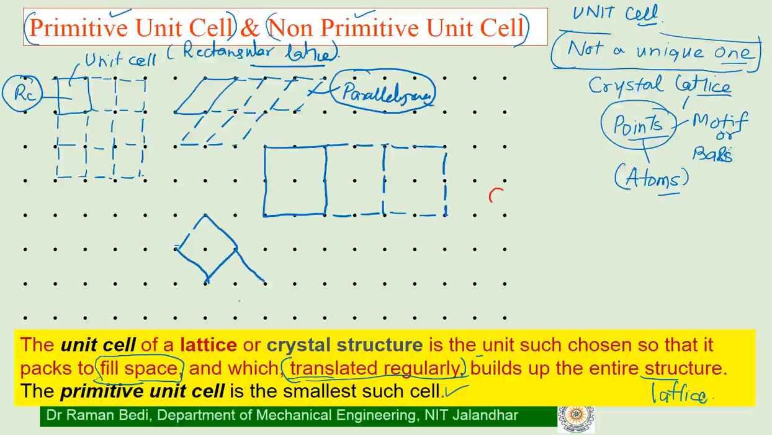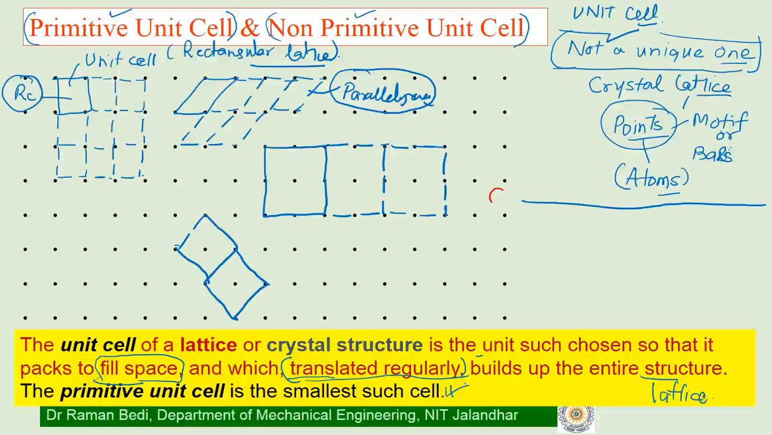So this is also a unit cell. So there are different ways, so it's not a unique one. So this is one concept, that the unit cell is not a unique one. The second is now the concept of primitive and non-primitive unit cells. We said that there are two types of unit cells, primitive and non-primitive.